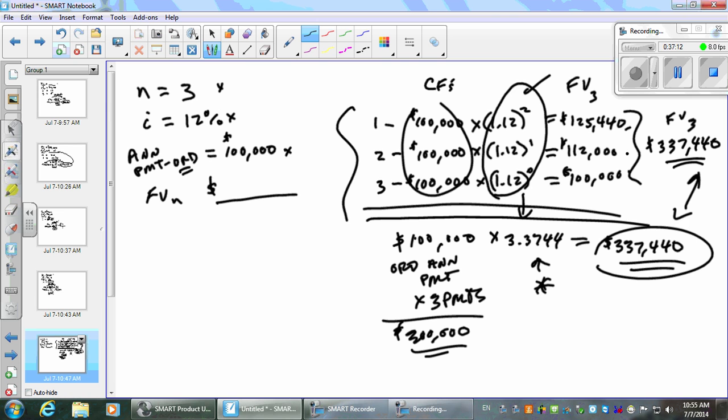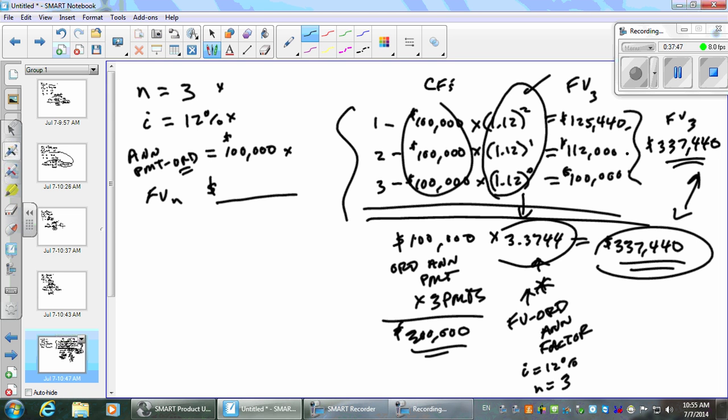You know what this thing's called right here? This is the future value of an ordinary annuity factor. What they've done for us is added them together in a table. So instead of us adding those three together, we can just go to the table and find it. I'm going to look for the interest rate, 12%, and the number of periods is 3, and find that factor.